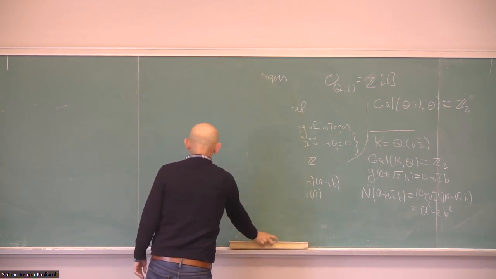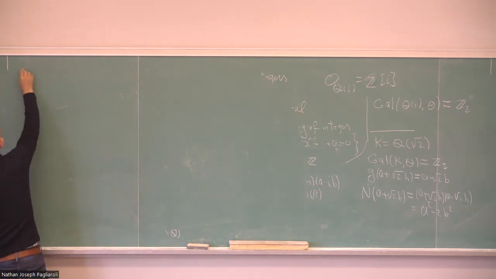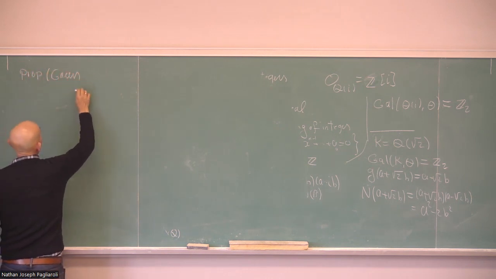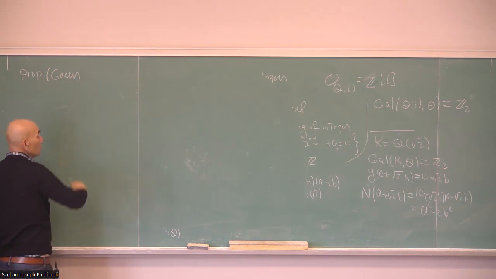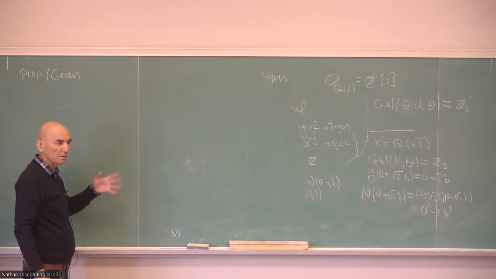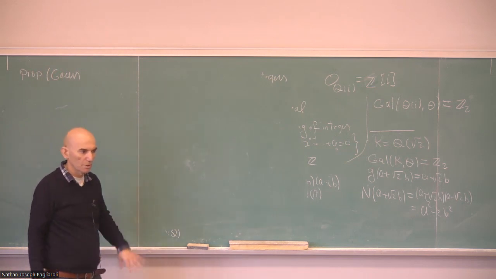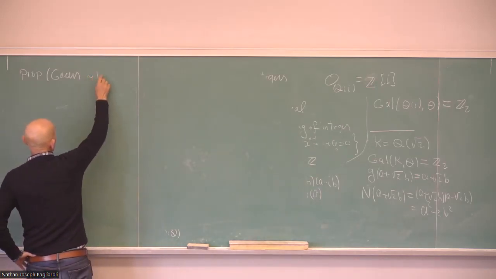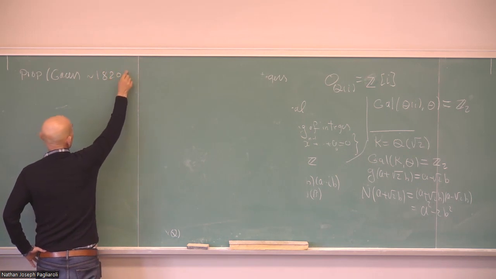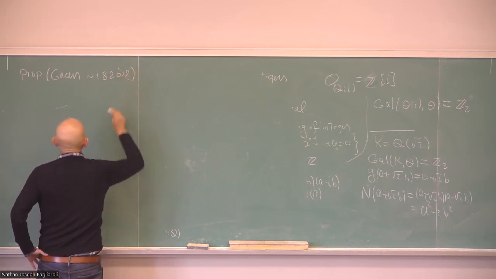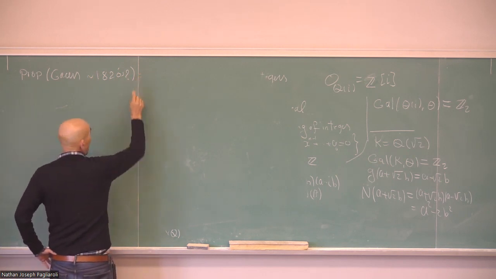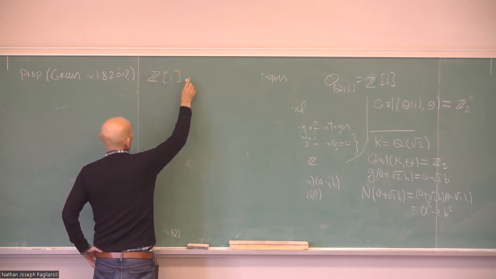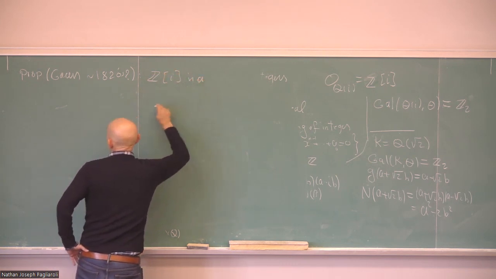because I'm going to use it. So, proposition, this is Gauss. It could be 1830s. He wrote a long paper on biquadratic reciprocity, maybe 1820s, but I'm not sure. So the proposition is this: Z[i], in modern language, we just say Z[i] is a Euclidean domain.